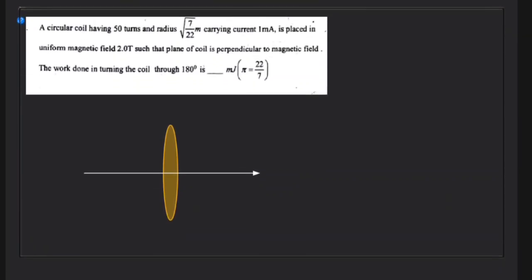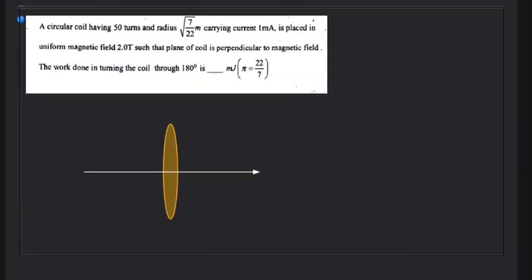This is the last one. The question is: a circular coil having 50 turns and a radius of root of 7 by 22 meter, carrying a current of 1 milliampere, is placed in a uniform magnetic field of 2 Tesla such that the plane of the coil is perpendicular to the magnetic field.